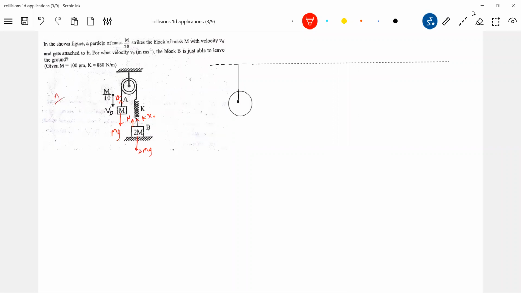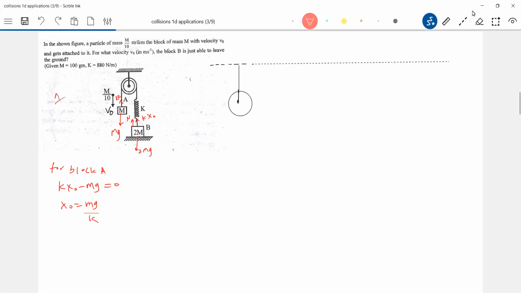Looking at the block A, what is the equation you can write? For block A, equilibrium, kx naught minus mg equals 0. So this is the initial elongation of spring. So definitely this kx naught is not sufficient to overcome the weight 2mg. Therefore, the block will be in contact with the ground. Normal contact will act here. How much normal contact? Equal to mg. That's okay, part of the problem.